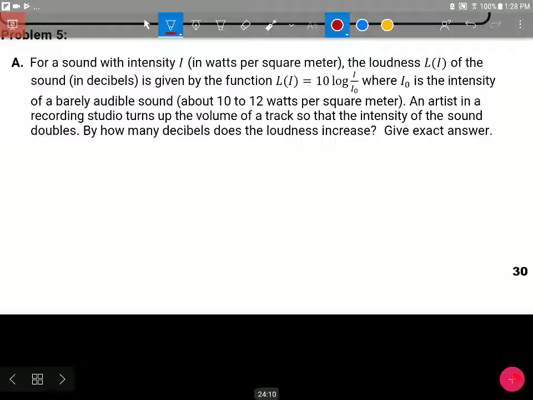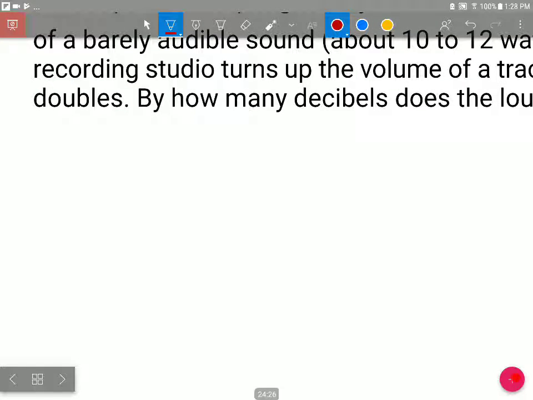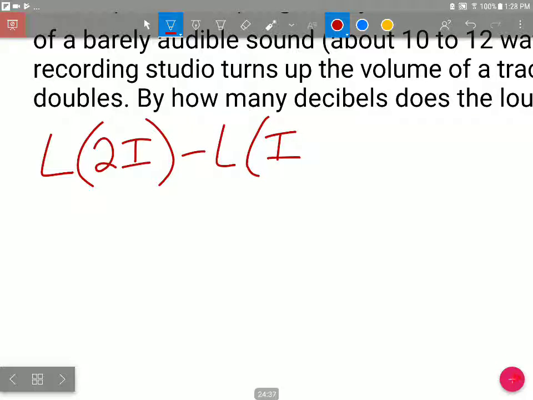All right? It doesn't double. It's log-based, so it doesn't double. Okay? And they want an exact answer, which basically means leave it as a log. Don't give a decimal because you're rounding. They want an exact answer. So here we go. To find the difference, we're going to take L of twice the intensity and subtract the original intensity. Just plug that into the equations and simplify.